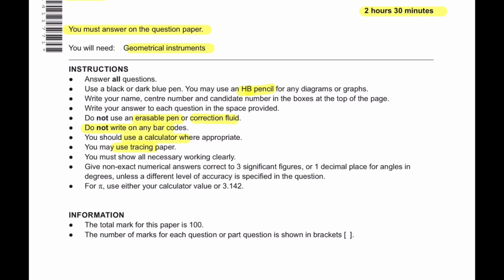It is a very important paper. It is very helpful for solving transformation and some other things also. Non-exact numerical answers, you must write correct to 3 significant figures, or 1 decimal place for angles in degrees, unless a different level of accuracy is specified in the question. When you are using pi, use pi from the calculator, or you can use 3.142. Both you can use, and the total marks is 100 and the marks are given in brackets.